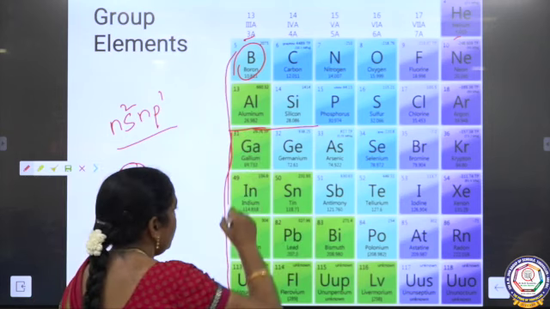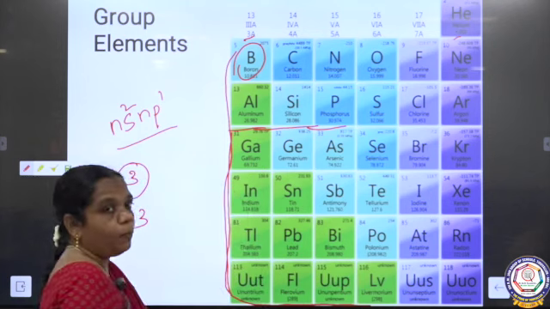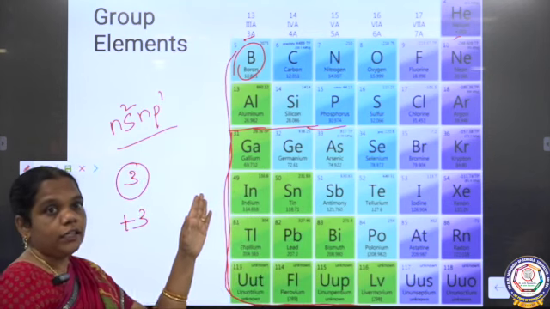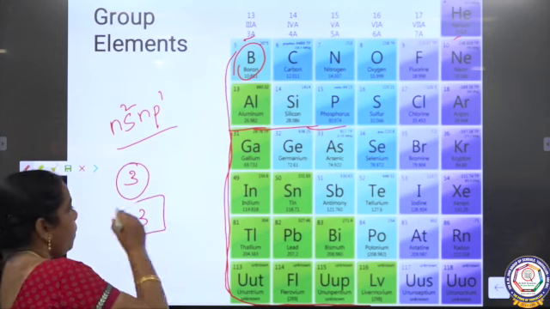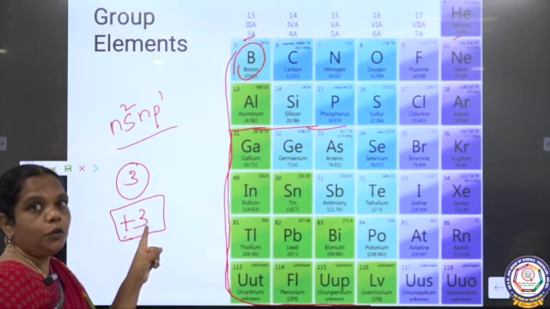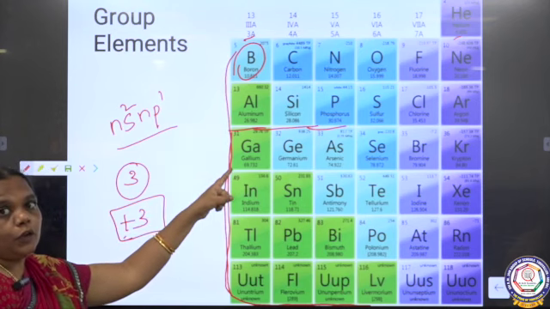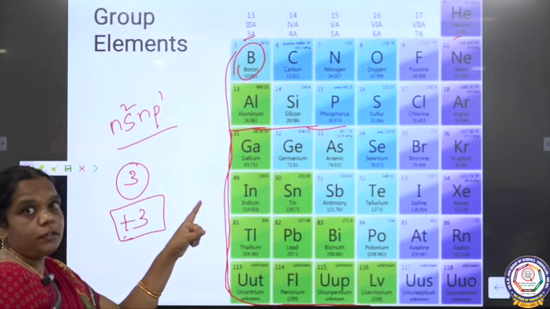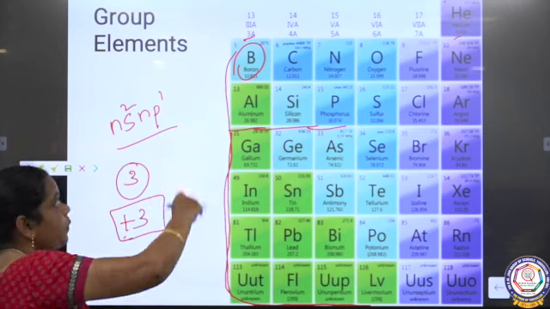In this group there are post transition elements. They are next to the transition elements. They show a stable oxidation state lower by 2 when compared to the oxidation state of the group. The oxidation state of the group is +3, but the post transition elements can show +1 oxidation state in their stable configuration.